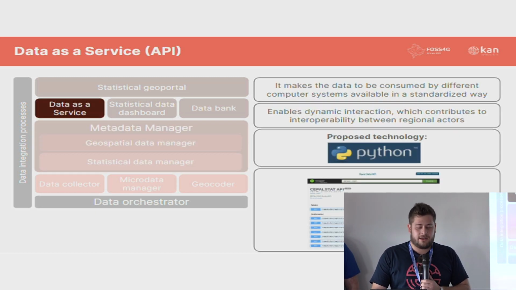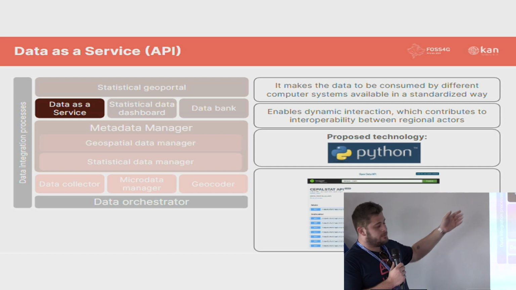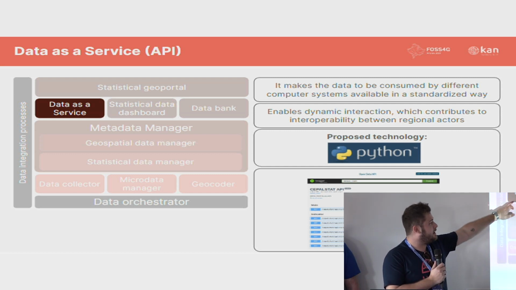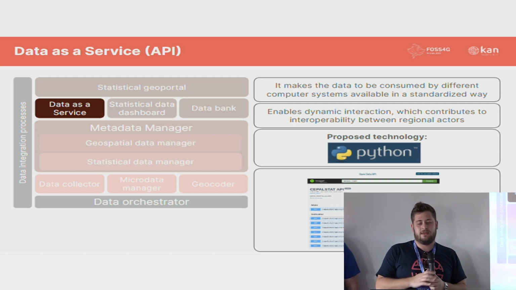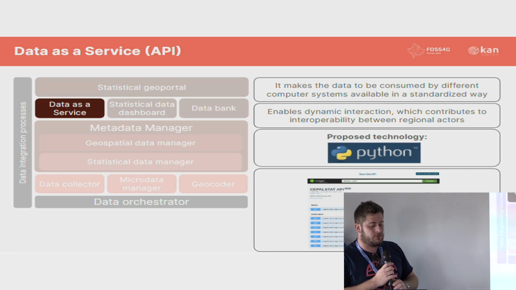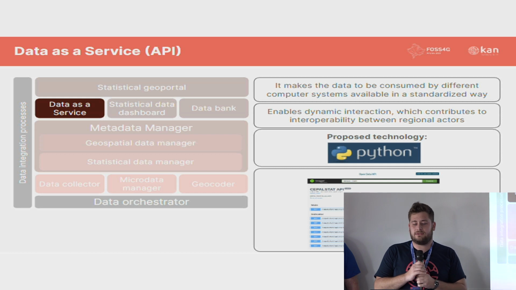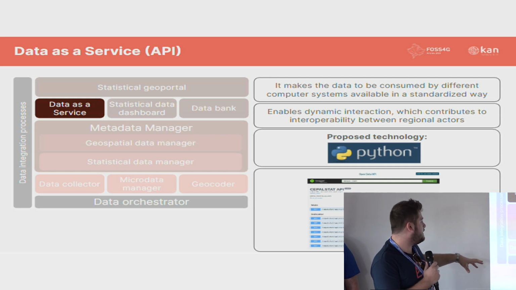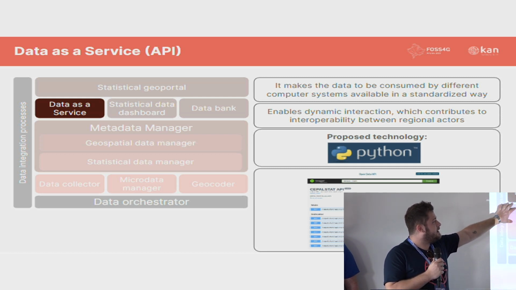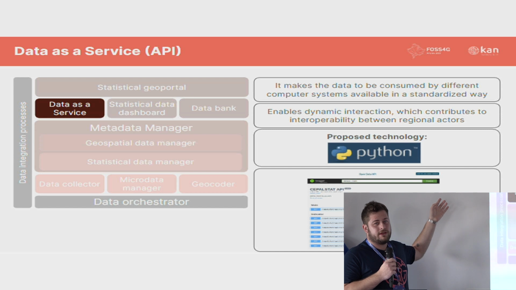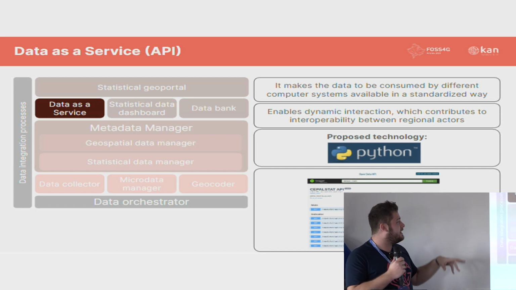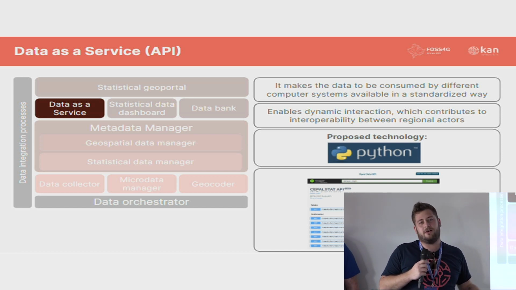On the other hand, we have data as a service. We built this also as a development of ourselves. We made an API to interact between regional actors. The idea of this component is to make available all the information built by the data integration process, and to let the end user, every one of us, interact with that data with API calls or anything.